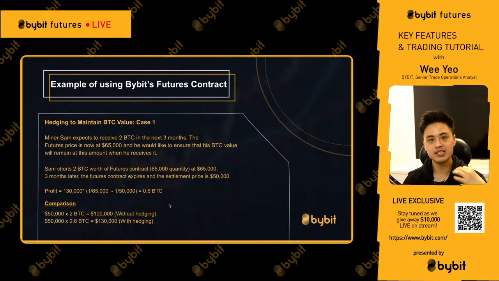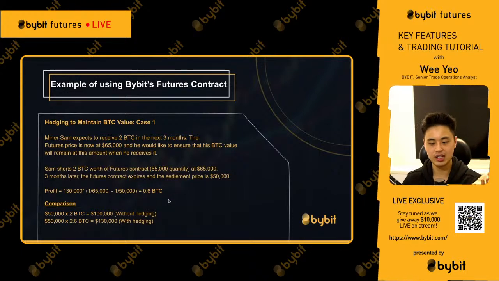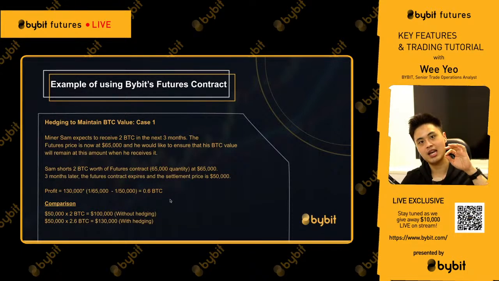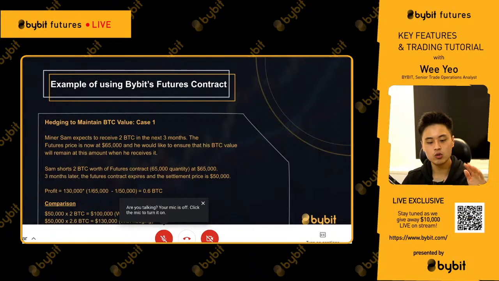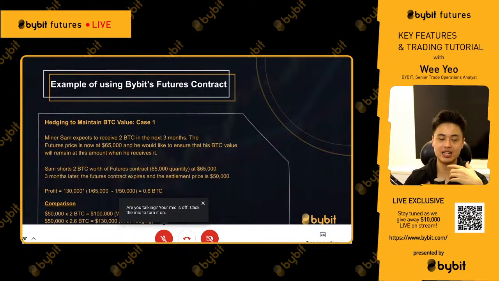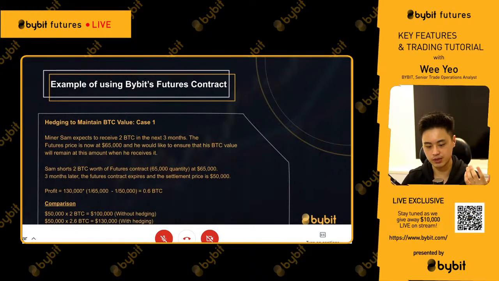But of course, this is a scenario where he shorted and he anticipated correctly that the price is going to decrease, and he managed to maintain the value. So likewise, if it goes the opposite way, the calculation will be the opposite side, but eventually he will still receive 130,000.